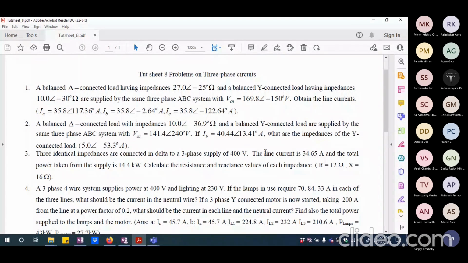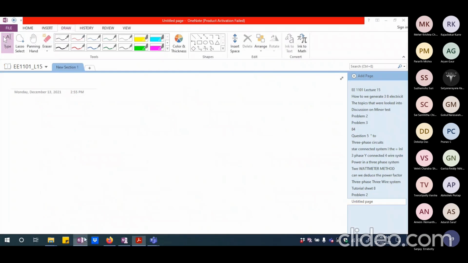Please note the voltage is given as 400. The line current is given as 34.65 ampere and the power is 14.4 kilowatt. So root 3 VL IL cos phi, we should be able to directly say that is 14.4 kilowatt. Okay. So let me try to work out this problem. So let's say this is problem number 3.